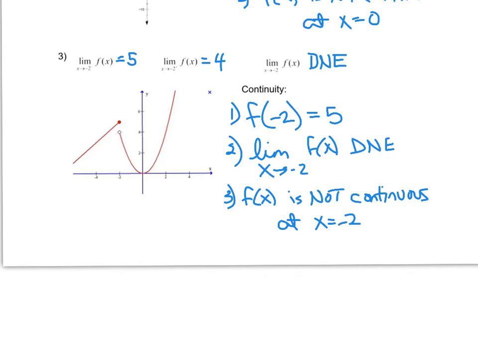Now this whole process may seem a little tedious, but I promise you, you're going to have some multiple choice questions, whether it be on a test or midterm or possibly the AP exam, where you're going to have to examine all the parts of the continuity definition. So that's why it's really important to know which aspect of the continuity definition is failing and giving us a function that's not continuous.